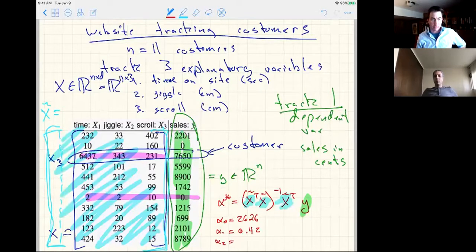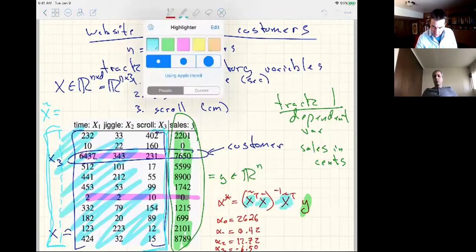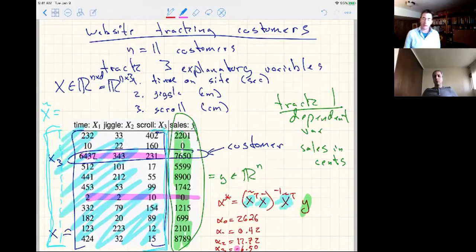Alpha 2, okay, is 12.72. This is saying for every centimeter they jiggle their mouse, I expect to make about $12. So that seems like a good deal. But alpha 3 equals -6.50. And this, I'll point out, has a minus sign here. That's not a mistake I've written there. So the more they scroll, I tend to make less money. For every centimeter they scroll, they tend to lose $6.